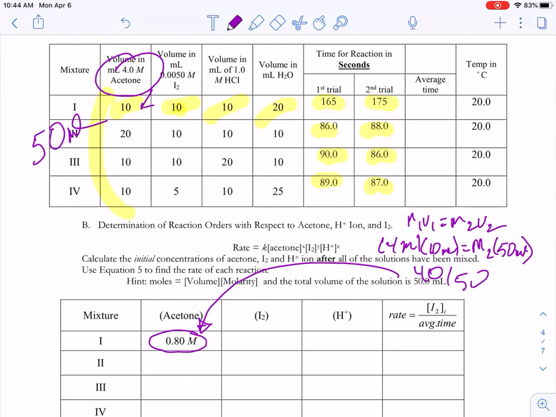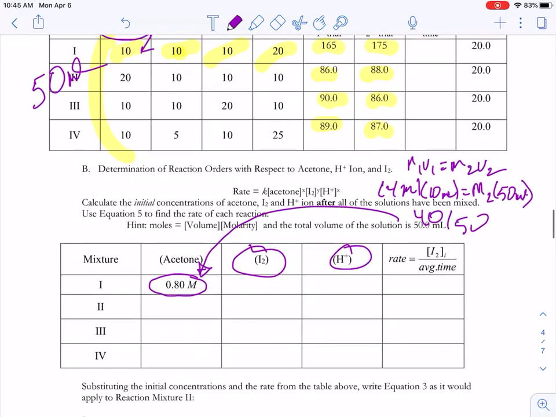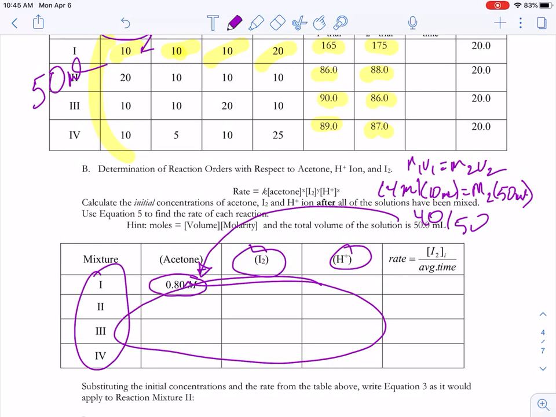So to get the concentration of the iodine, you're going to do the same thing. And once you do this for all of these, you're going to have all of this filled out, and you're going to have these concentrations. What that allows us to do is, when we compare these mixtures, isolate two columns that stay the same and change one of them, like we did on that very first rate law assignment when you were trying to figure out the rate law.